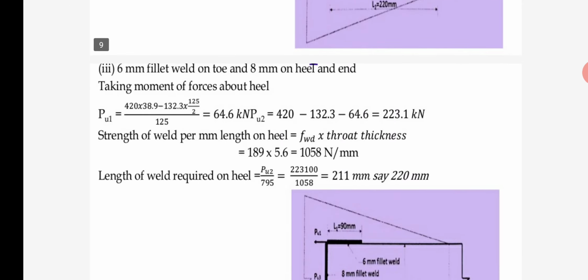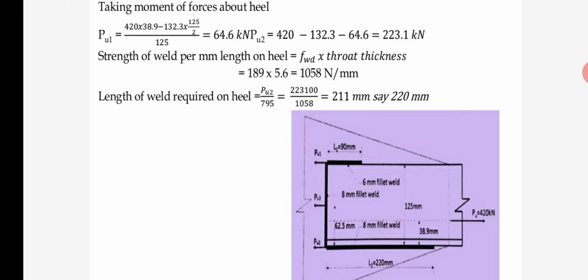Now taking the moment of force about the heel: P into 38.9 minus 132.3 into 125 by 2, the centroid of 125, divided by total length 125. So PU1 we calculate as 64.4 kilonewton. After calculating PU3 and PU1, we directly get PU2 as the total force minus PU3 and PU1. So PU2 is calculated as 223.1 kilonewton.